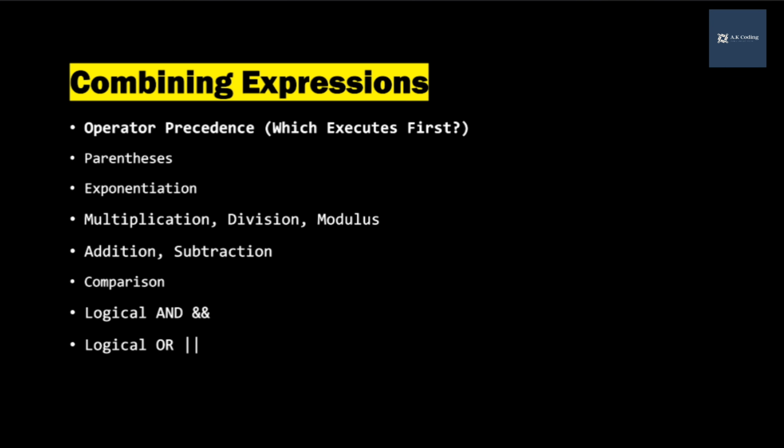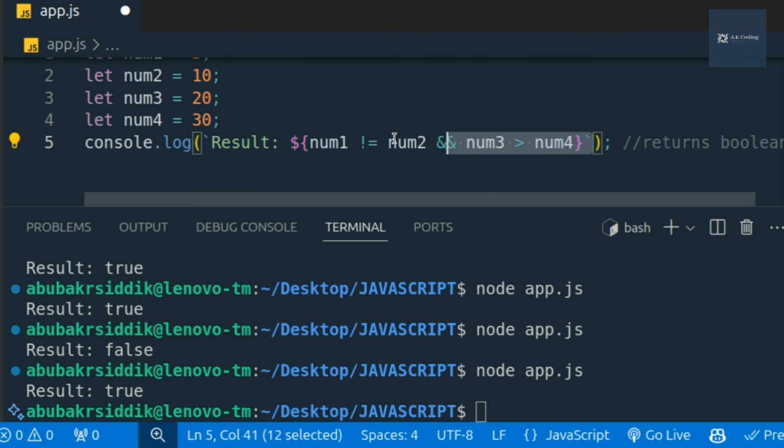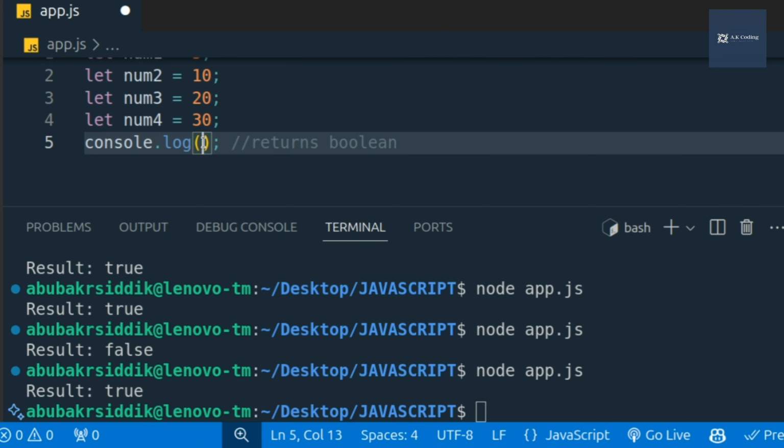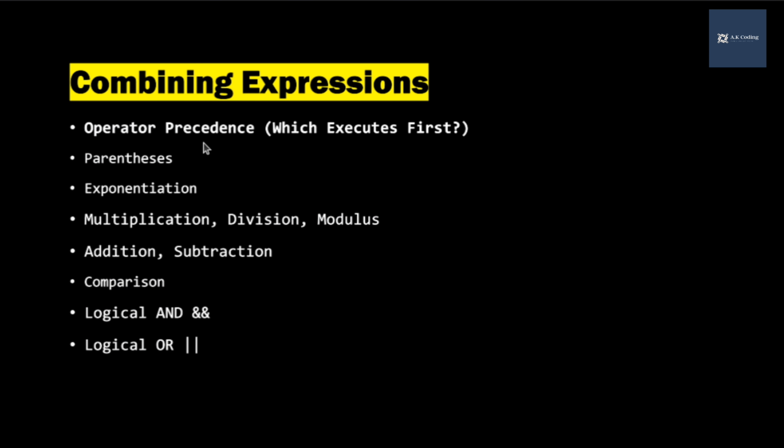So here I want to give some challenge, and I think you can review your math. Combining expressions. So we have operator precedence, which executes first. So we can group the numbers with parentheses. So let's delete this, and we are not going to use logical operators. We are going to use arithmetic operators also.